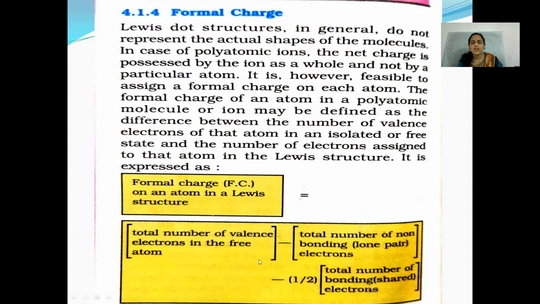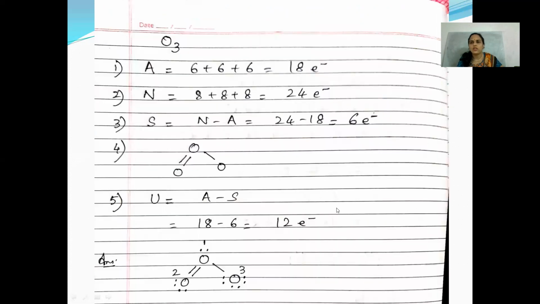I repeat, formal charge equals total number of valence electrons in the free atom minus total number of non-bonding electrons minus half the total number of shared electrons. That is how we calculate the formal charge. I'll show you how to do the calculation. First, let us know how to draw the Lewis dot structure for the ozone molecule.